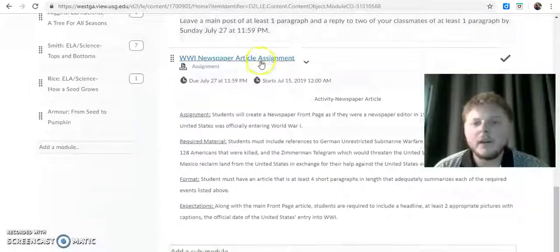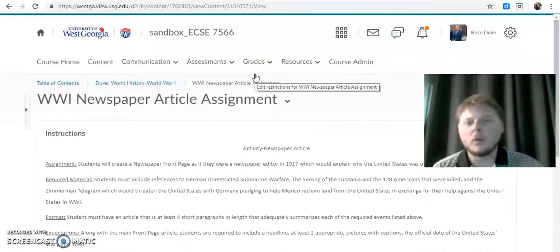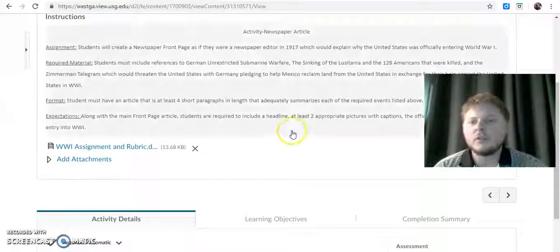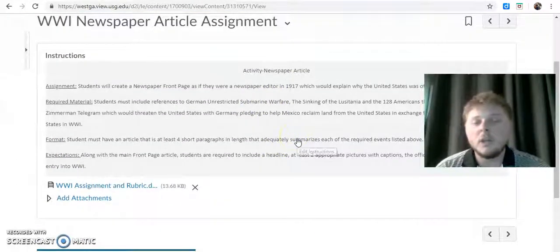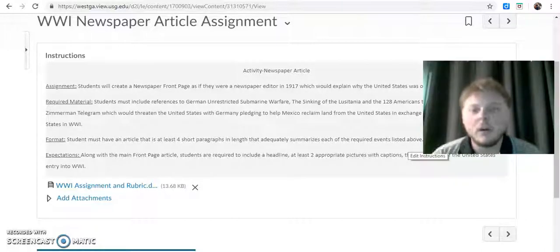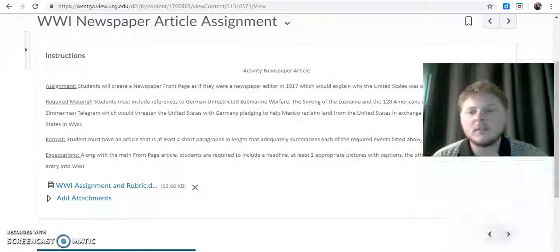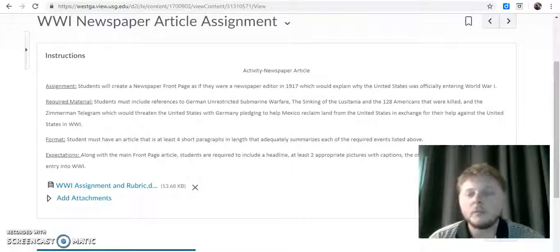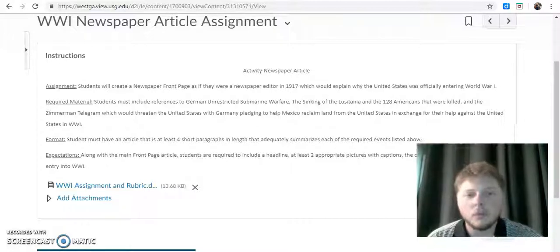All right, and then finally, I have a World War I newspaper article assignment. So I have the instructions here that students will create what essentially would be a newspaper front page as if they were a newspaper editor in 1917, which would explain why the United States was officially entering the First World War. They would be required to talk about unrestricted submarine warfare by the Germans, which is mentioned in the PowerPoints, the sinking of the Lusitania, which is mentioned in the PowerPoints, the 128 Americans that were killed in that sinking, and the Zimmerman telegram, which also was mentioned in the PowerPoint. These three huge reasons were a major factor in why they joined the war.